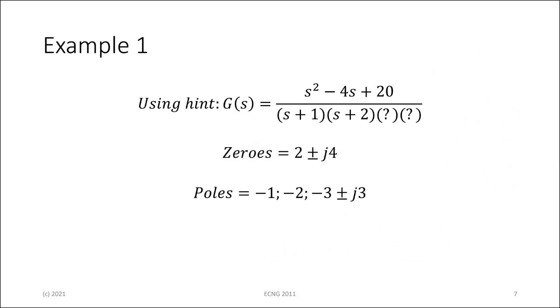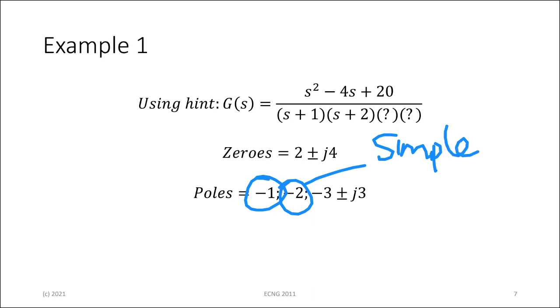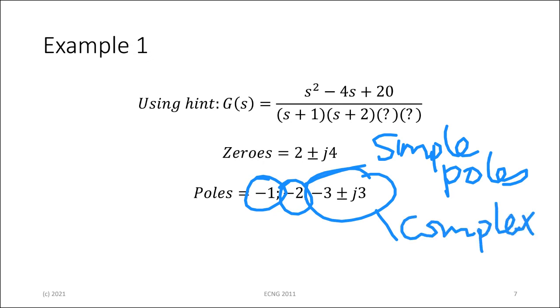So in this particular case, this problem had two complex zeros, and it had poles that are not complex. We call these simple poles, and of course these are complex, right? Those are complex.